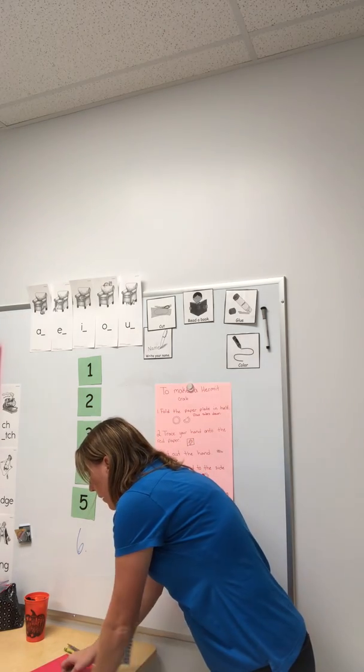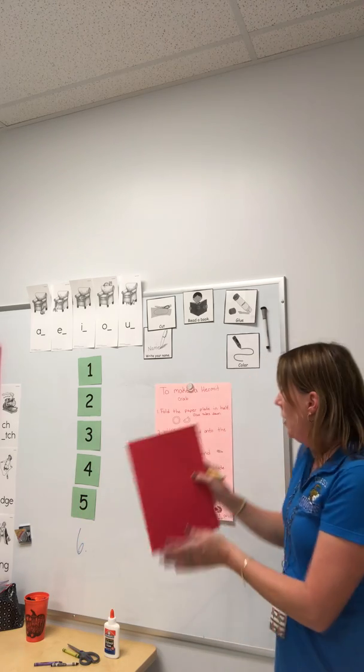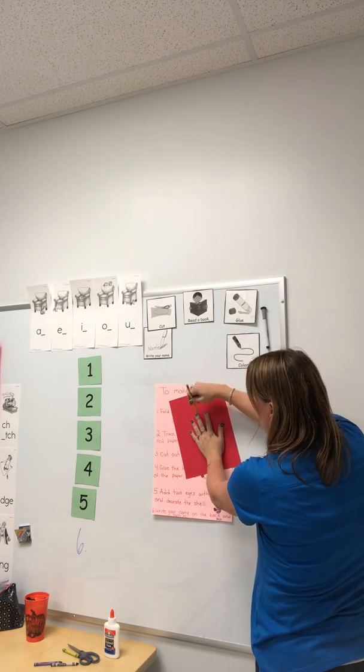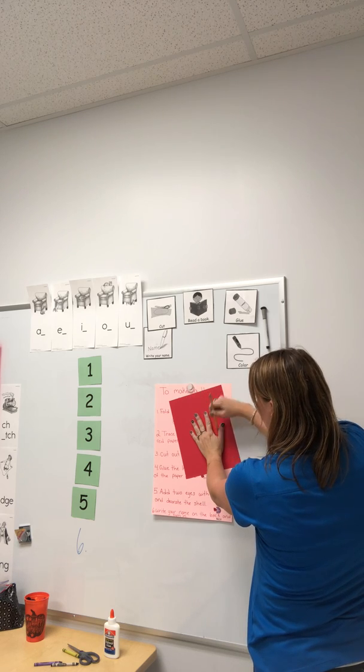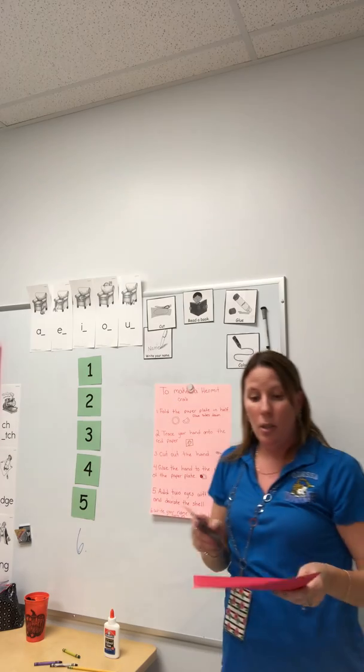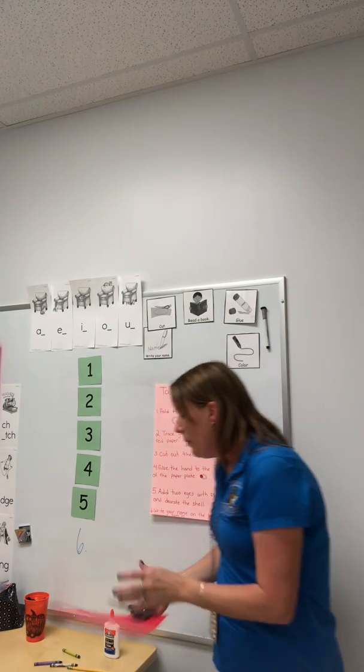So they're going to take the red paper. They're going to put their hand on it. It doesn't matter left or right. They're going to trace their hands, and they can see you doing it. They'll know exactly what to do. And then they're going to take the scissors and they're going to cut out the hand.